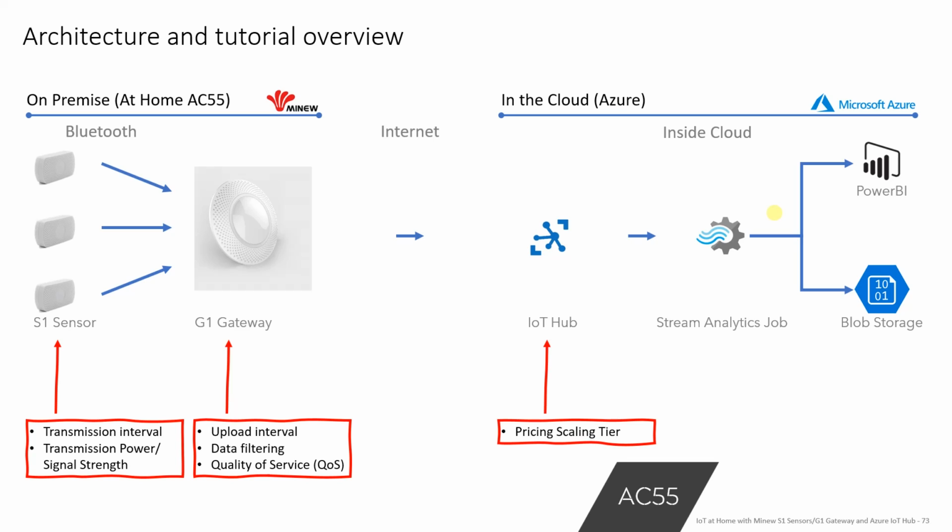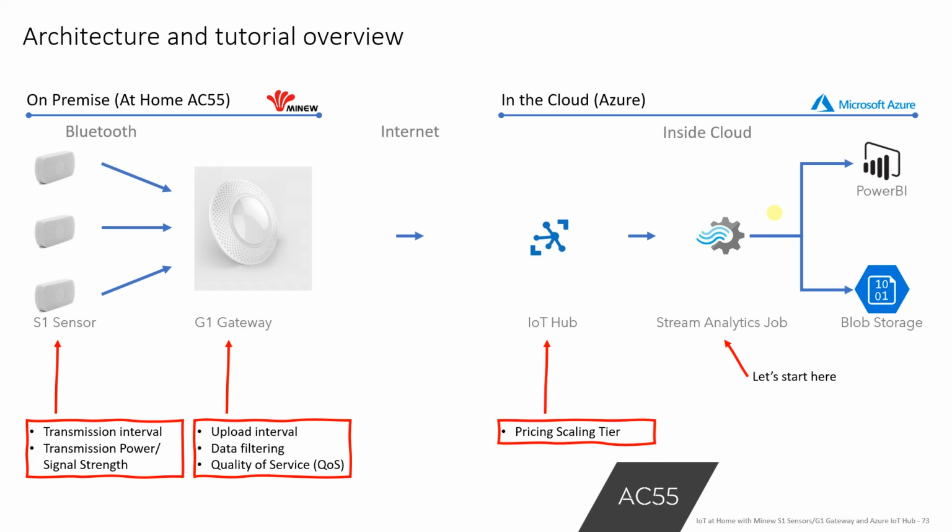In Azure, at the IoT Hub, we can change, of course, the pricing scaling tier. I wish to stay within the free tier, so I'm constrained by about 8,000 messages. And then finally, to make all of this happen and useful, we need to go and start tweaking within our Stream Analytics job.